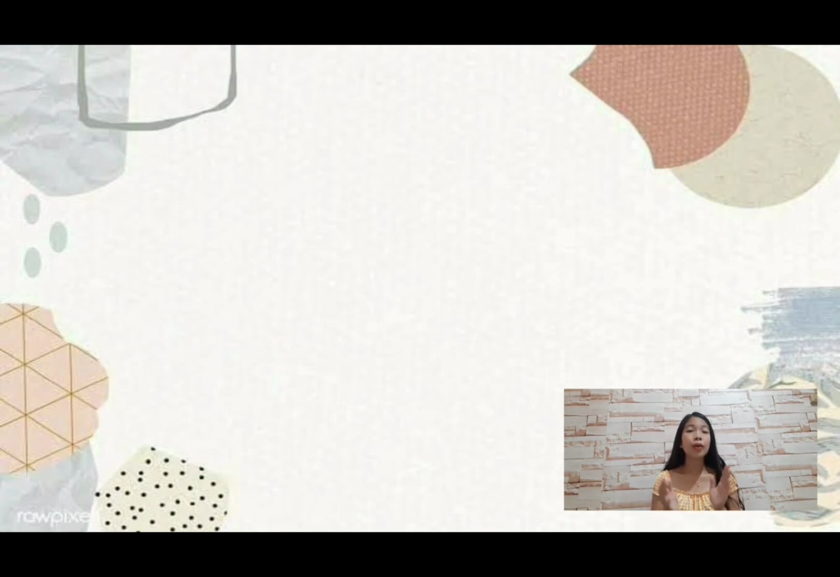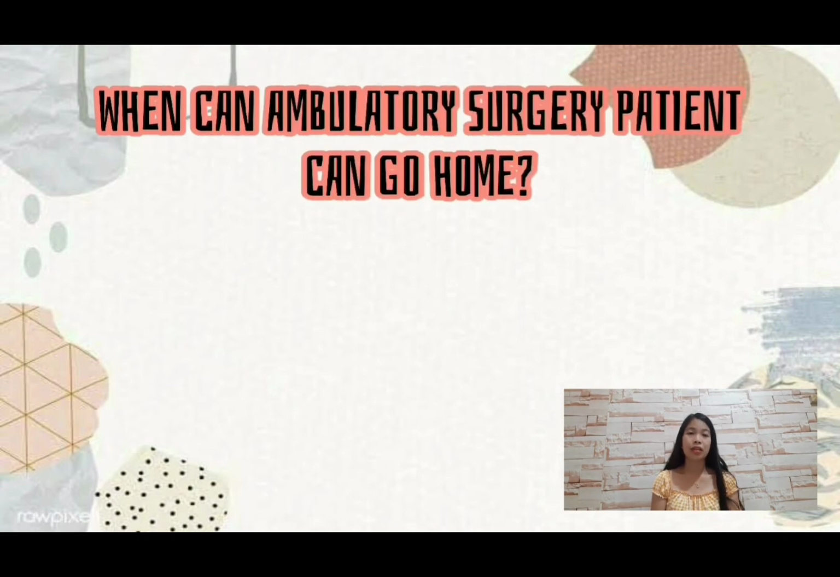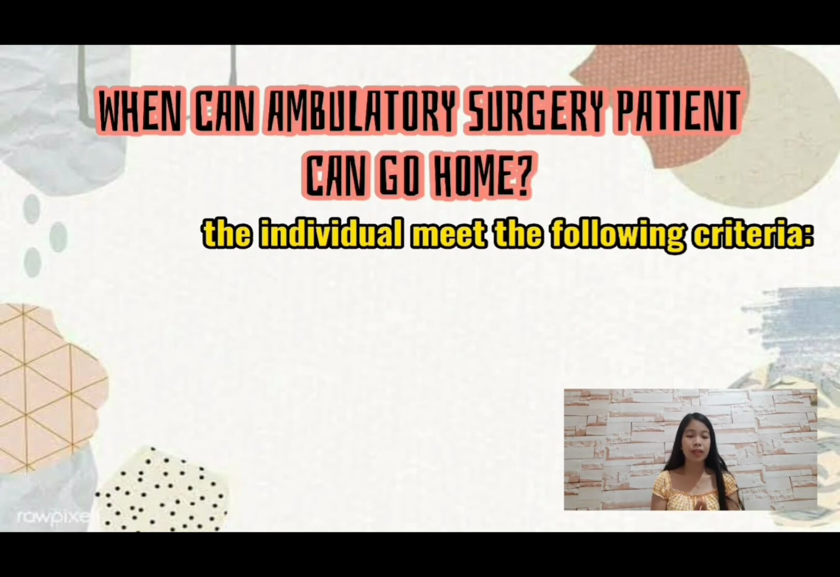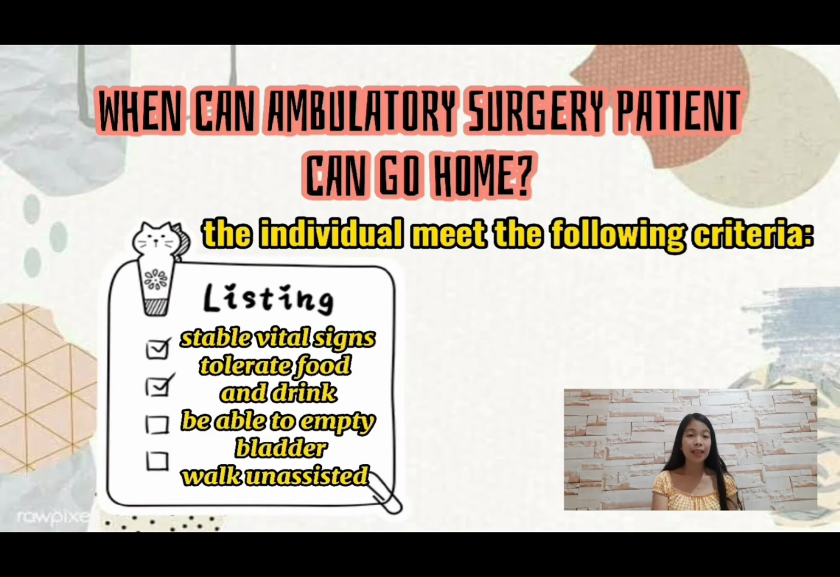But we can only let the patient go home after the surgery if the patient meets the following criteria. First, the patient would have stable vital signs. Next, they can already tolerate food and drinks. Next, they are able to empty their bladder to eliminate urine. And lastly, they can already walk without assistance.